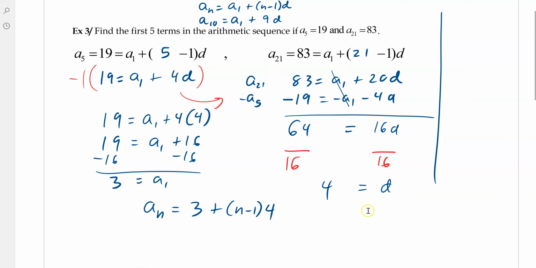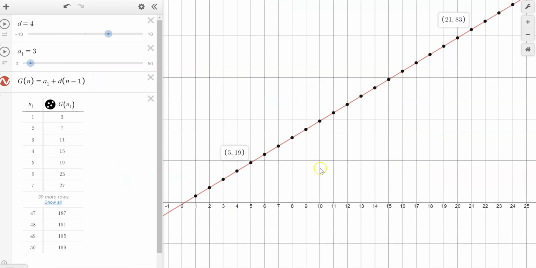This is only one method though. So what we have here is a systems of equations method. So if you think about these as points, a sub 5 equals 19 would be the point 5 comma 19. That's your n, that's your a sub n. And a sub 21 would be 83, so that would be 21 comma 83. So let's look at this graphically. I already knew the d and the a sub 1 from before, but we can calculate these very easily. So look, 5 is 19 and 21 is 83.